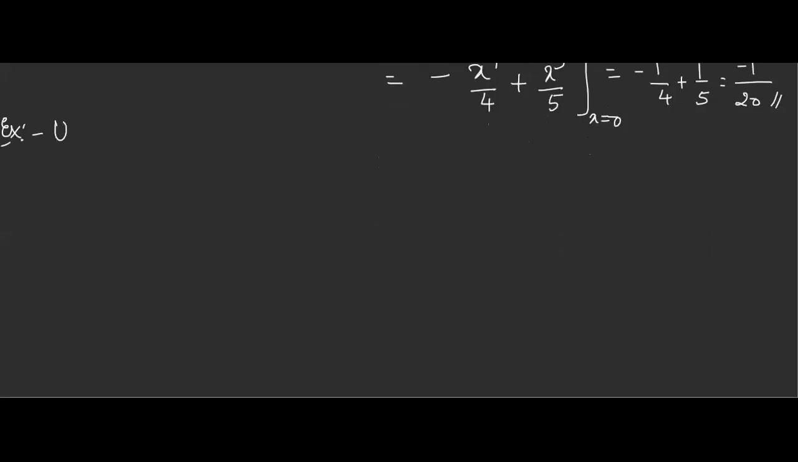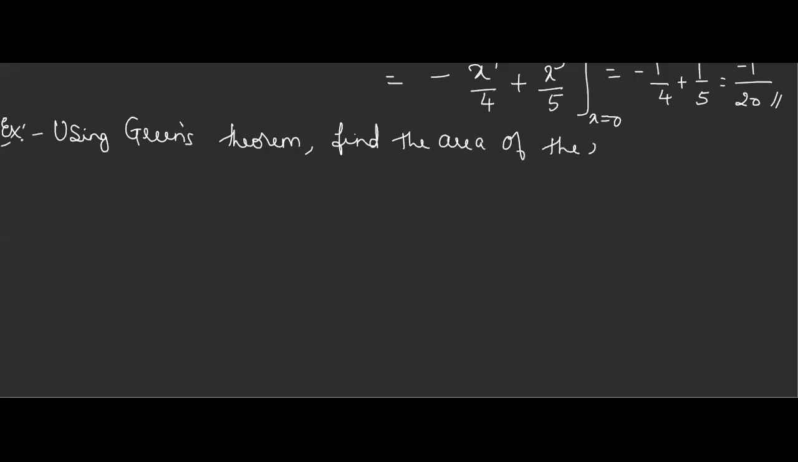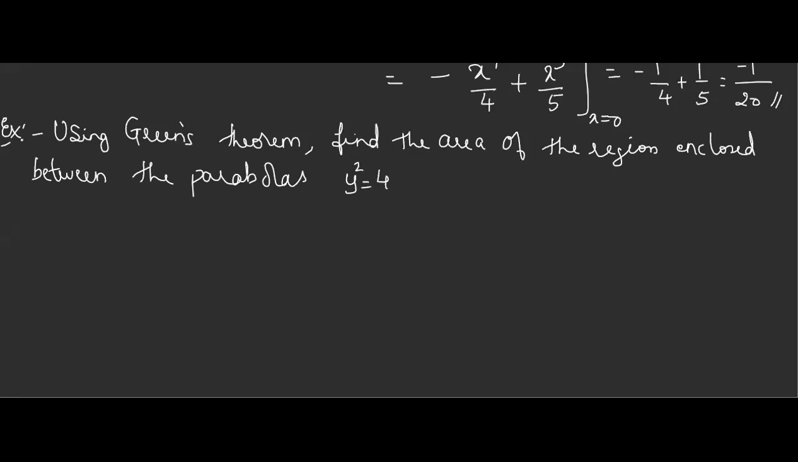Okay, just write down. Using Green's theorem, find the area of the region enclosed between the parabolas. You have two standard ones, no? y square equal to 4ax and x square equal to 4ay.